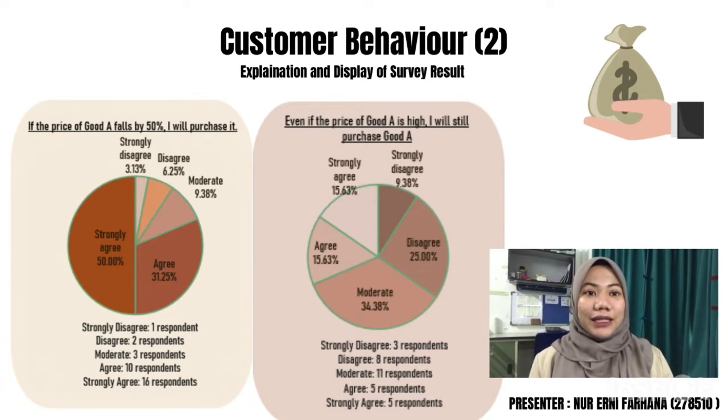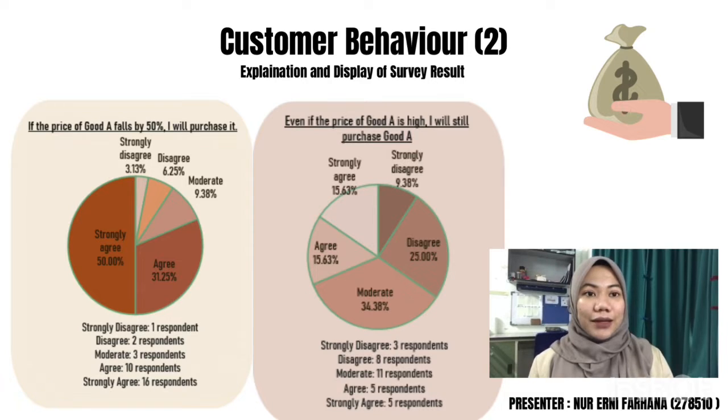The first statement is, if the price of good A falls by 50%, I will purchase it. 16 out of 32 respondents strongly agree with this statement, and the percentage is 50%. Meanwhile, 10 respondents, or 31.3%, agree with this statement. Those who selected moderate are 3 respondents, which is about 9.38%. Disagree is 2 respondents, which is 6.25%, and only 1 respondent strongly disagrees with this statement, which is about 3.13%.